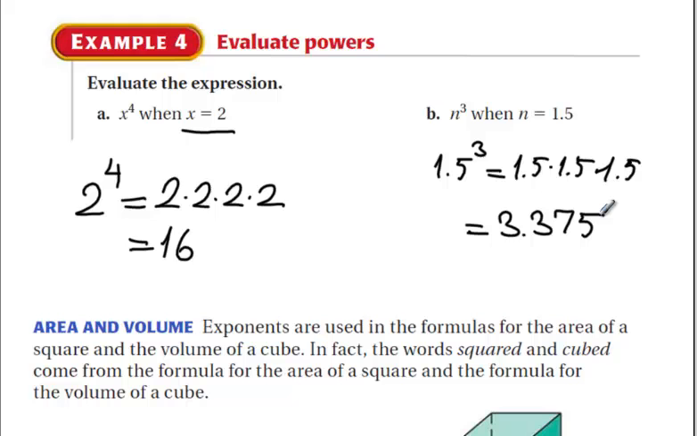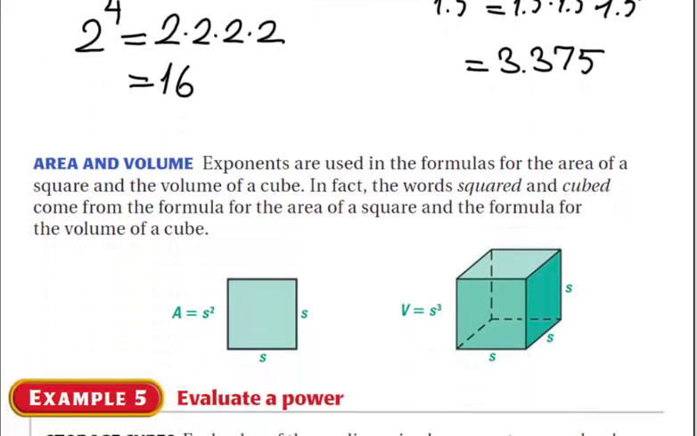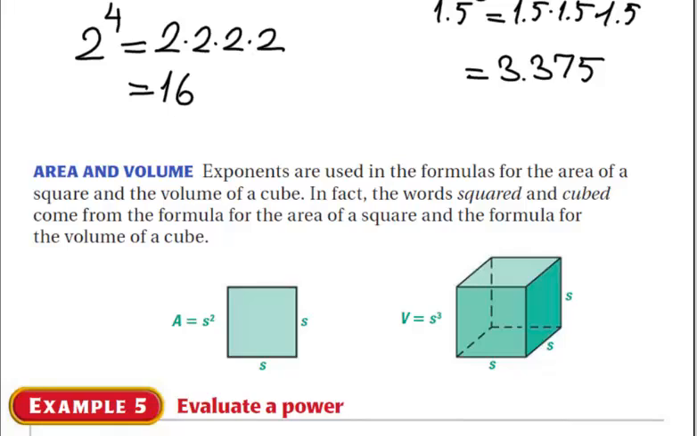Now we have one more thing left to finish the lesson, area and volume. So why do we use cube and square? Basically, the formula of a square is always the second power of the side of the square. That's why we can say that this is s squared. Or the volume of the cube is always the third power of the side. That's why we call that s cubed or s to the 3rd power.